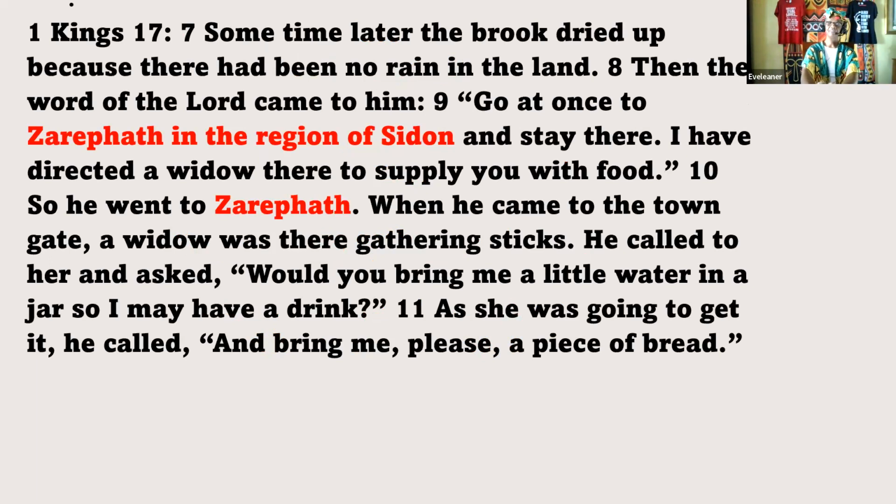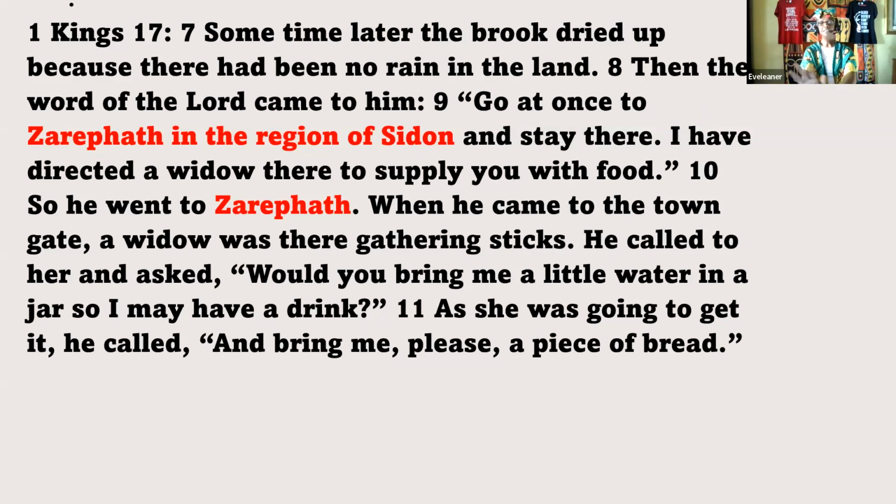So in 1 Kings 17, it says, "Sometime later, the brook dried up because there had been no rain in the land. Then the word of the Lord came to him, 'Go at once to Zarephath in the region of Sidon.'" Remember Sidon, he's a descendant, he's Hamitic, "and stay there." And I will say that sometimes it says Sidon, S-I-D-O-N, and sometimes it's Z-I-D-O-N, Sai and Zai. So it's still the same though. It says, "I have directed a widow there to supply you with food." He's saying this to Elijah.